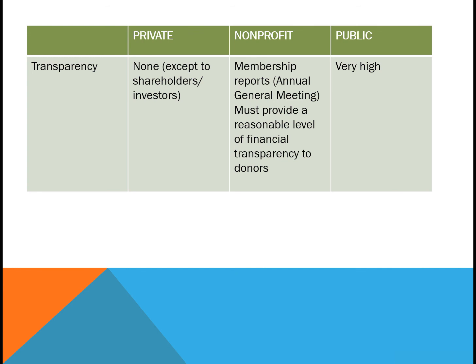Transparency differs. In the private sector, they don't have to be transparent about their finances unless they have shareholders and investors. Then they have to show them. In the nonprofit sector, you have some transparency to government in reporting, but you might also have membership reports and annual general meetings. They have to provide a reasonable level of financial transparency to donors too: what is this donation being used for? And finally, in the public sector, obviously transparency is very, very high.